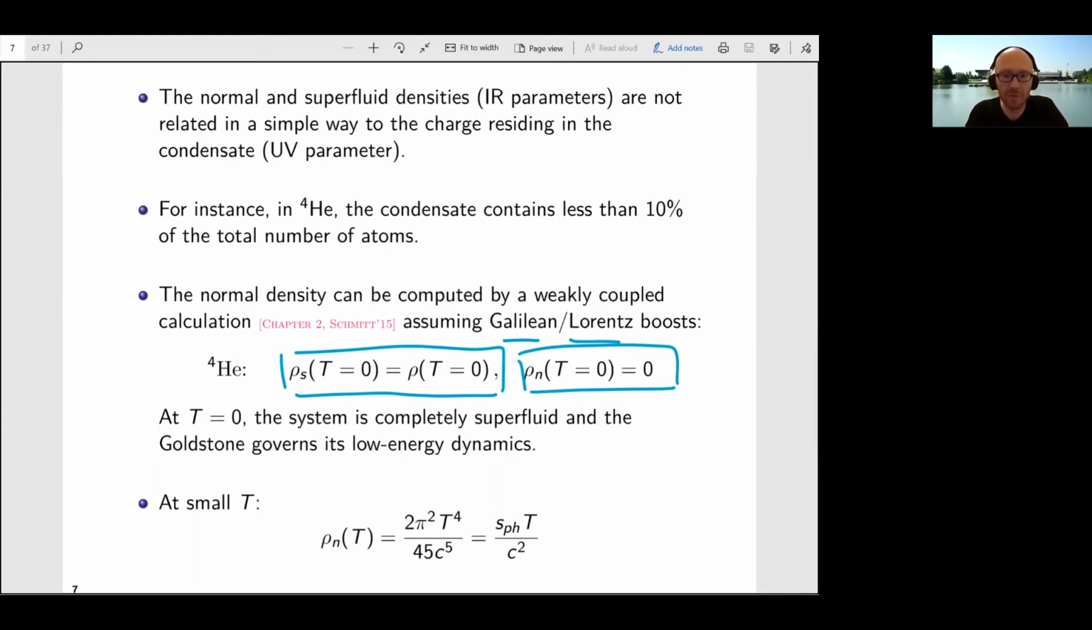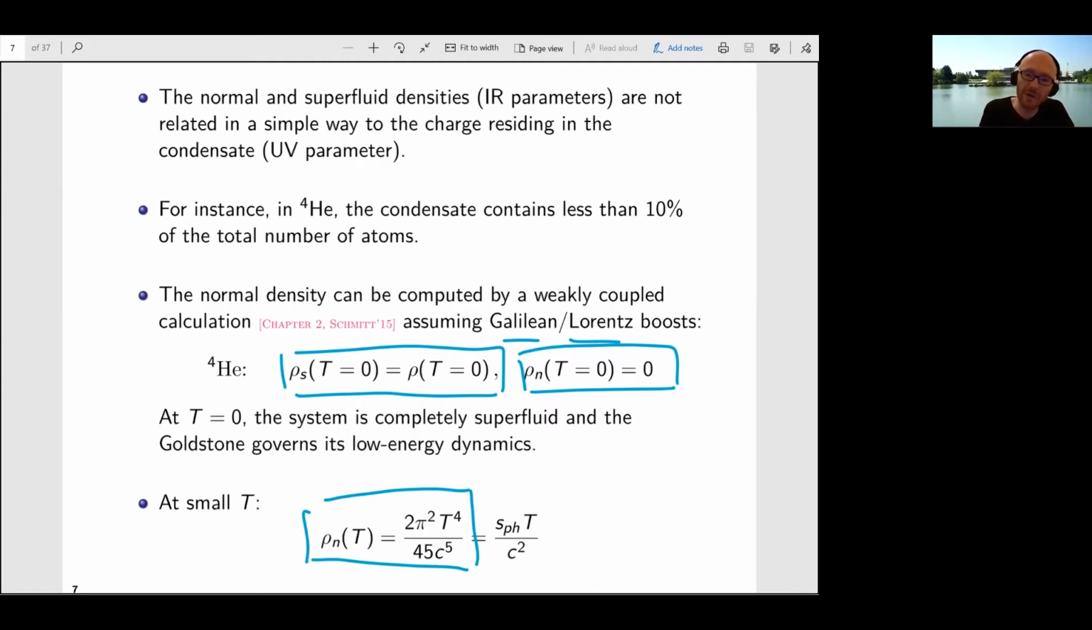You can improve this calculation by going to small temperatures, and then you would find this result. So you would find that the normal density goes like T to the 4, then there's a factor of c to the 5th. c is the velocity of the Goldstone mode. The starting point of this whole calculation is that you assume that there's a mode that disperses linearly, and c is the velocity of this mode.